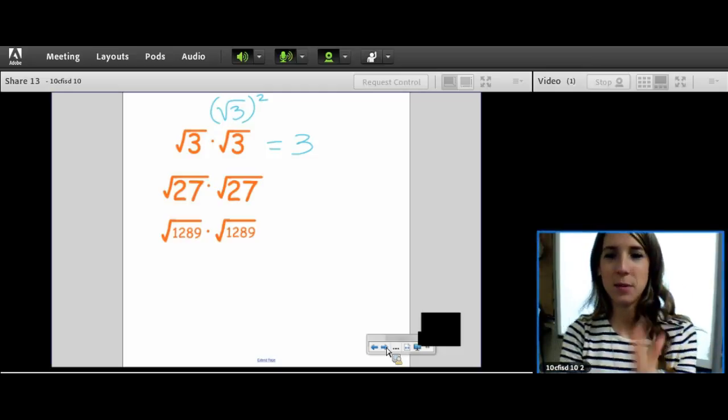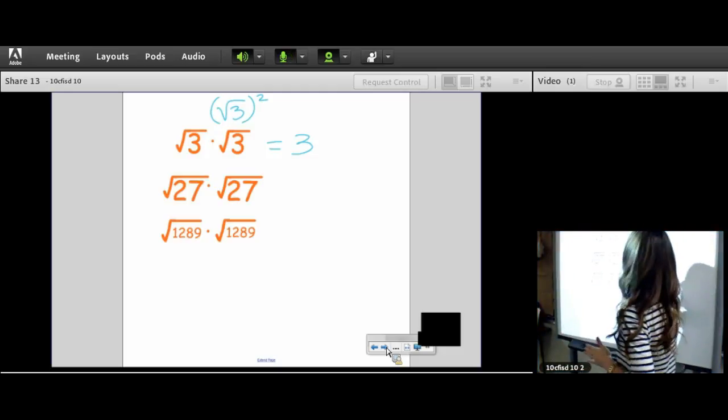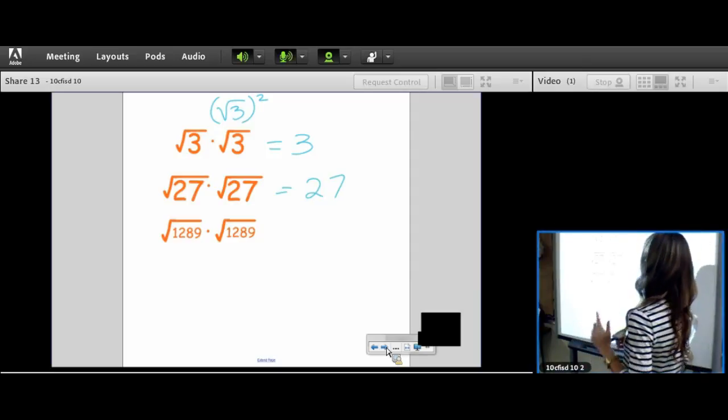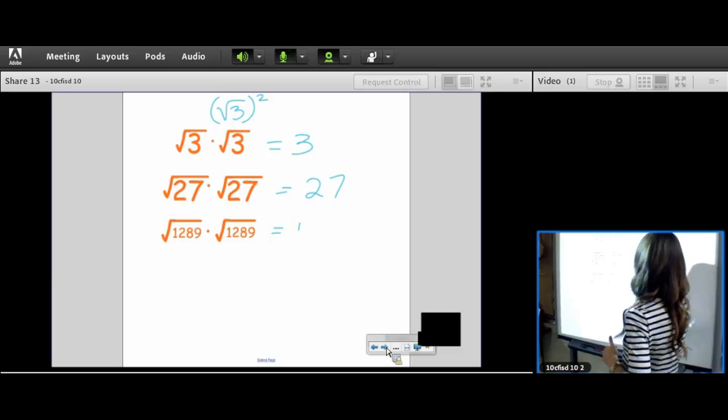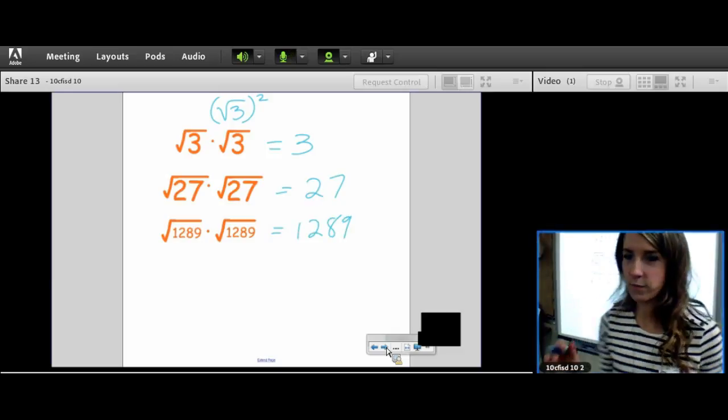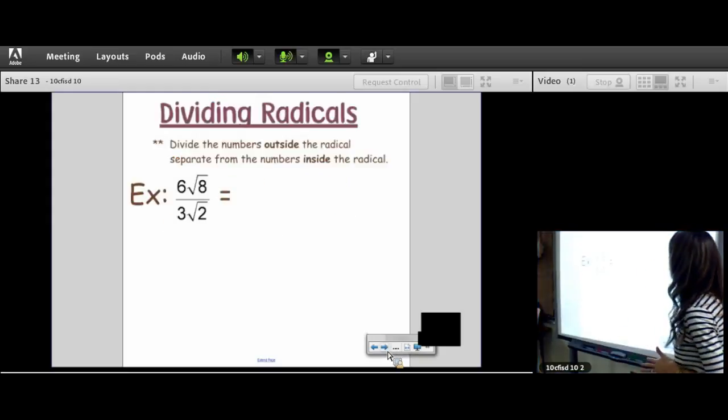Square root of 27 times square root of 27, 27. Square root of 1,289 times square root of 1,289, 1,289. Okay, we got that under control.